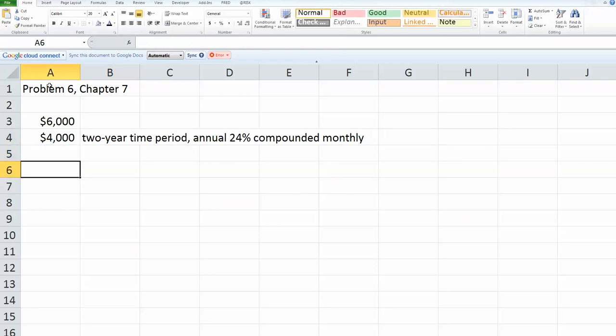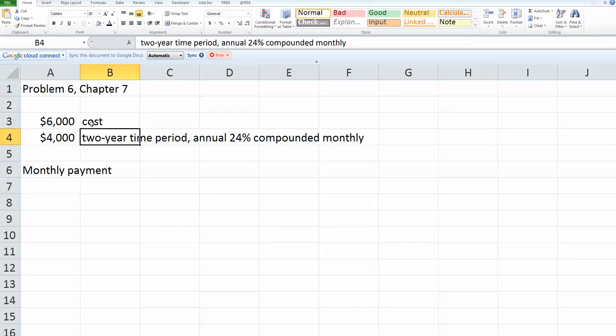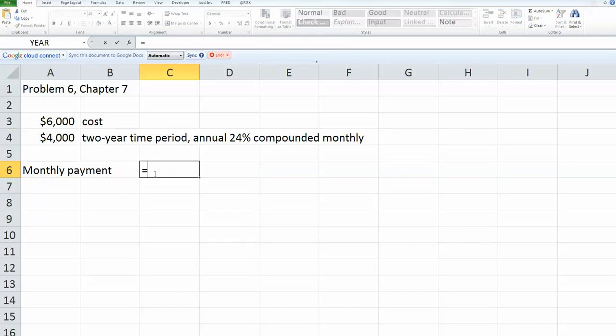The first question said, assuming we accept the store's financing, how much will our monthly payment be? Now remember, we're not going to finance the entire $6,000 cost. They will only let us finance $4,000 of that. So I can do that a couple of different ways. I can use Excel's built-in functions.